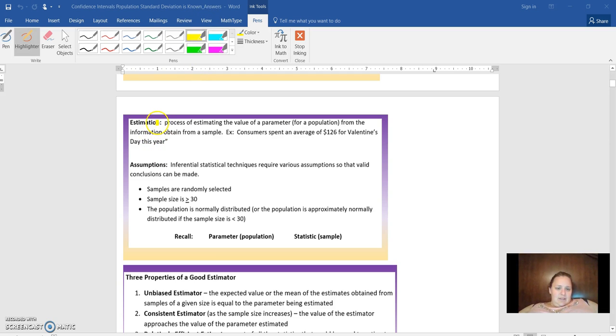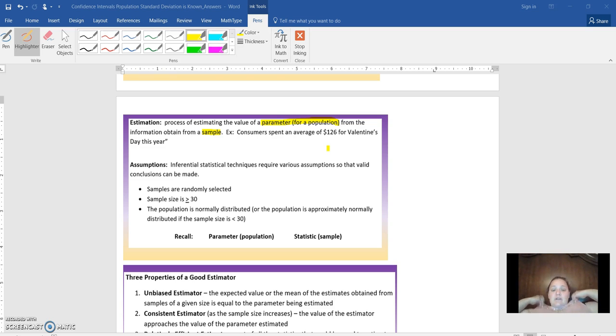All right, so this should say estimator, an estimator. Okay, estimating, right? You're estimating the parameter from the sample statistic. So like if we asked 100 people what they spent on Valentine's Day and the average was 126, we might just say that it was $126 for everybody.